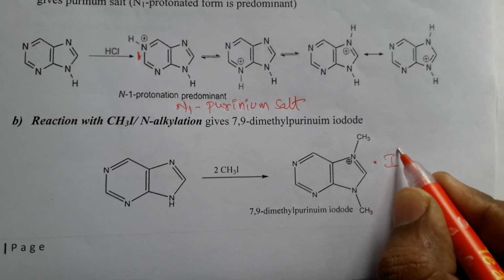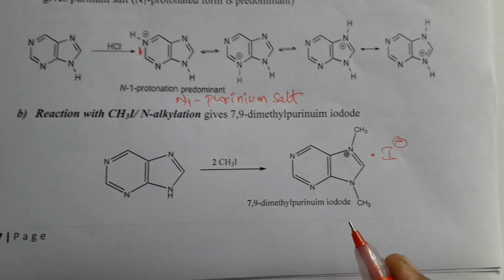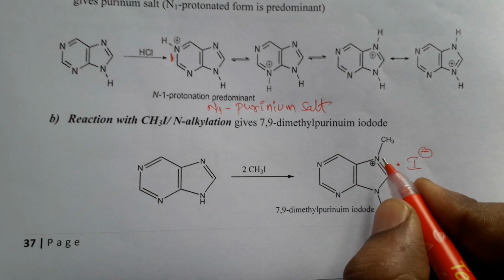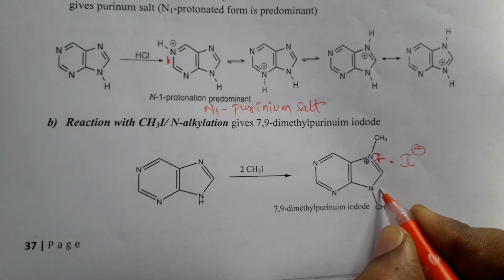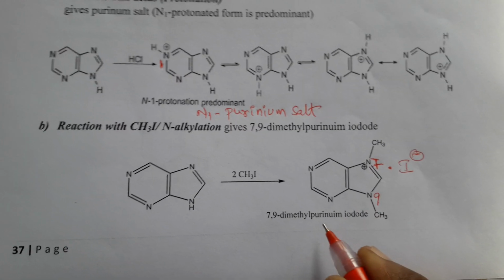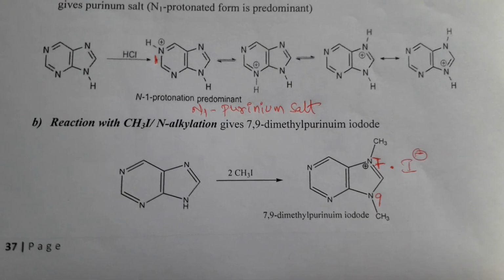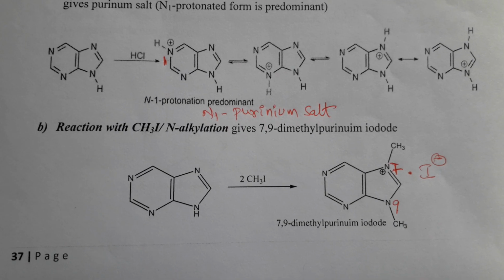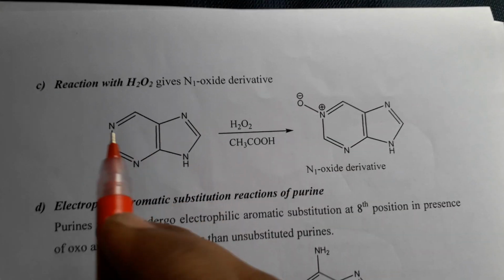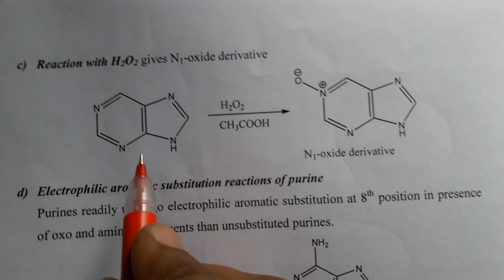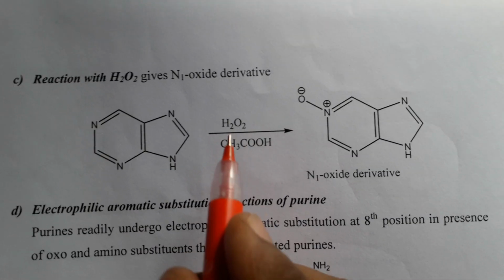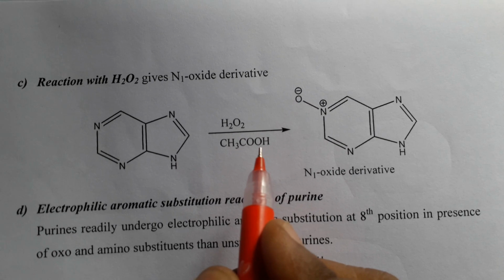7,9-dimethyl purinium iodide. So this is the 7th position. This is the 9th position. Both are methylated. So 7,9-dimethyl purinium iodide. Then reaction with hydrogen peroxide. Purines in reaction with hydrogen peroxide in presence of acetic acid.